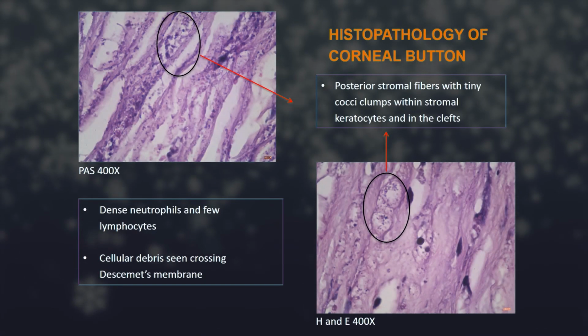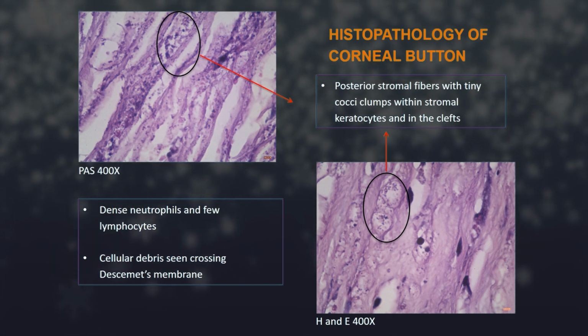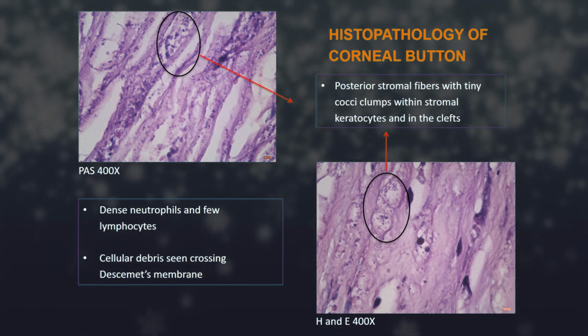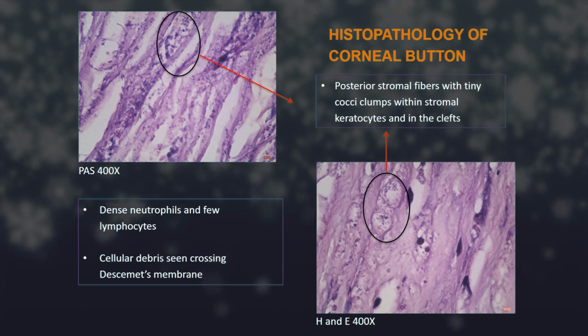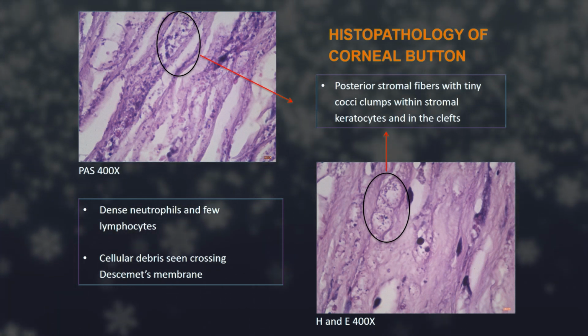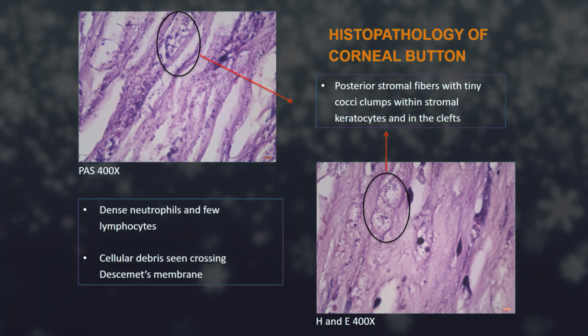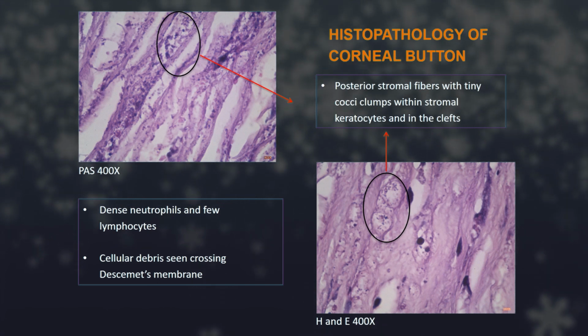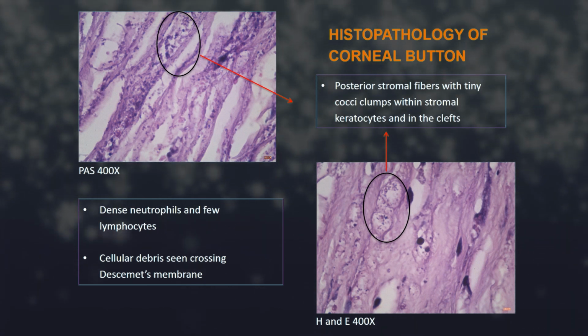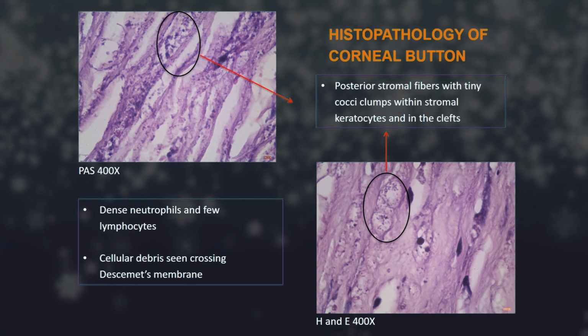The histopathology of the corneal button showed posterior stromal fibers with tiny cocci clumps within stromal keratocytes and in the clefts. It also showed dense neutrophils and few lymphocytes. Cellular debris was seen crossing the Descemet membrane.